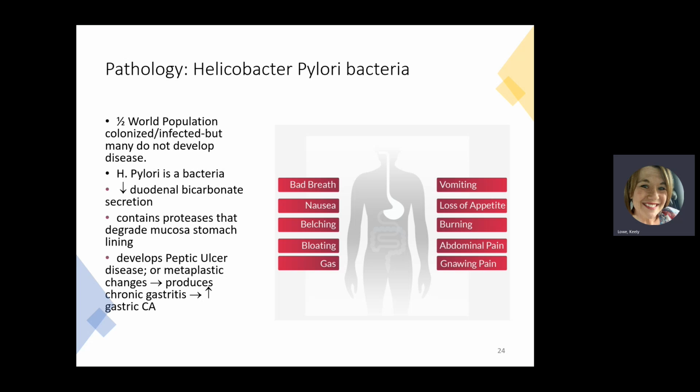We can develop peptic ulcers, also known as gastric ulcers. We can get ulcers in the stomach. If we continue to have those problems and those tissues continue to change, those are called metaplastic changes. It can produce chronic gastritis, and that can increase the risk of stomach cancer. So diagnosis and treatment are very important.